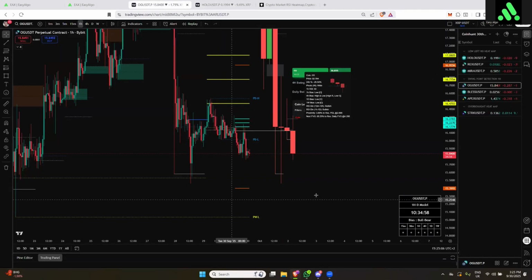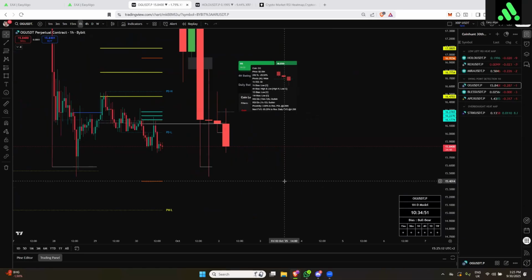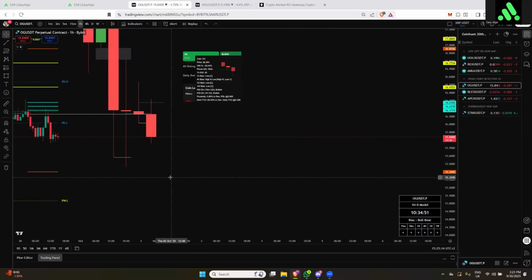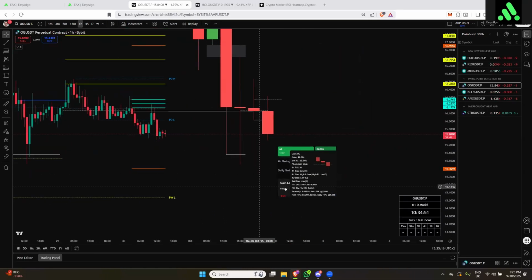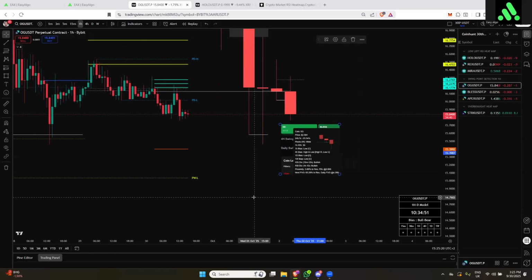So this could have already made a change. Just trying to see now. No, it hasn't moved too much. Okay, so why did we have a look at this one? 4 hours showing high and low, so it's in accumulation basically.